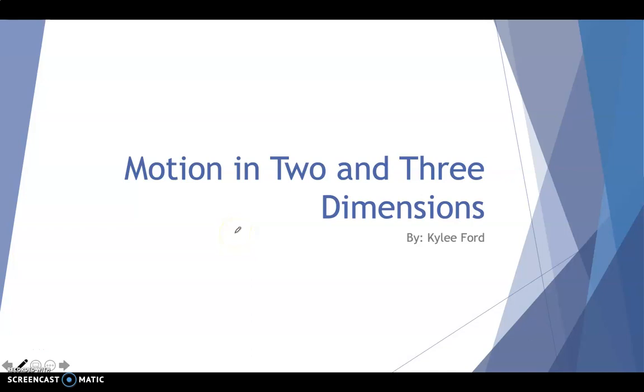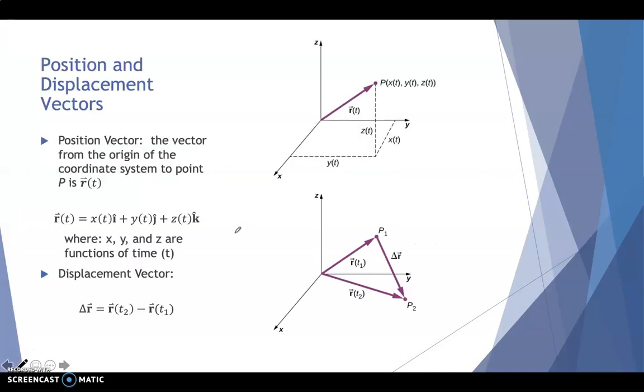Everyone, and welcome back to Physics 4A. Today we are going to go through motion in 2 and 3 dimensions. So if you remember, last week we talked about motion in 1 dimension. Now we're going to expand that to 2 and 3 dimensions.